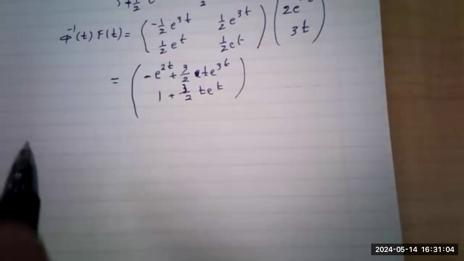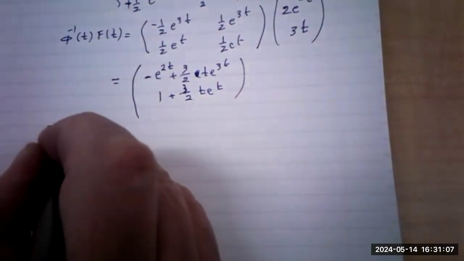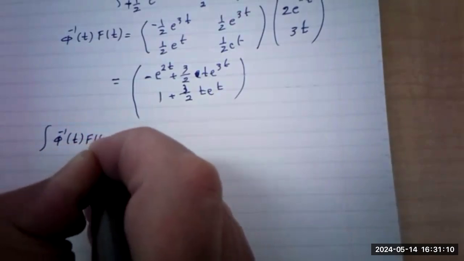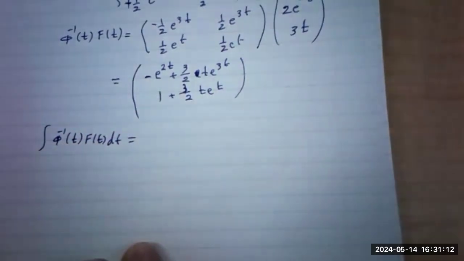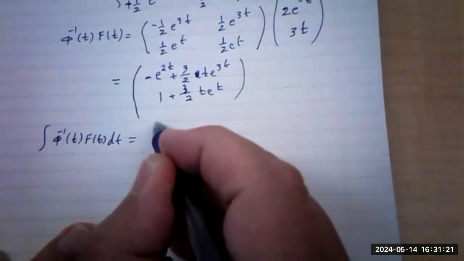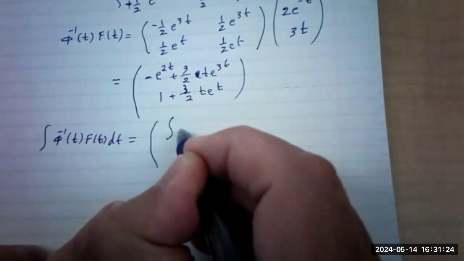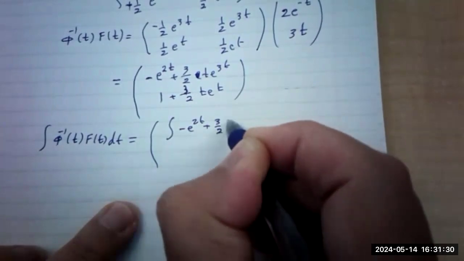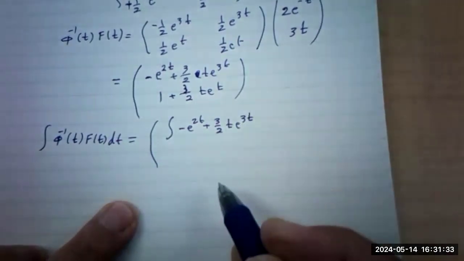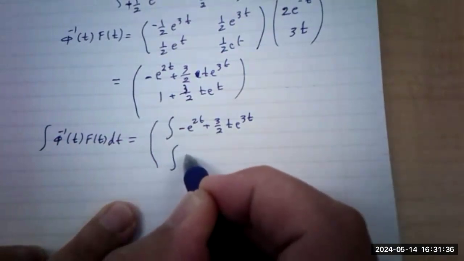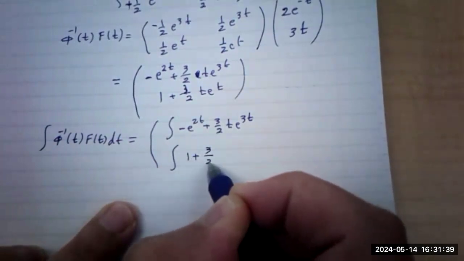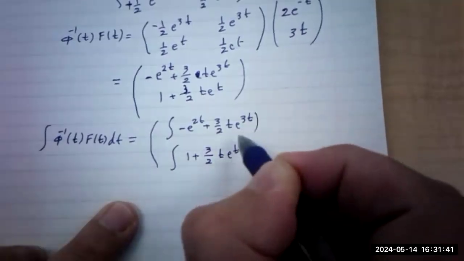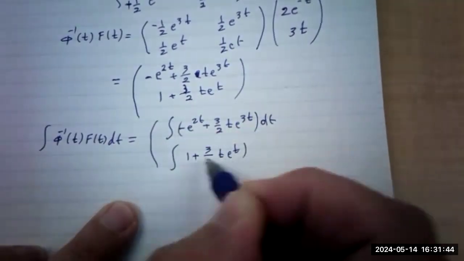Okay, so what is going to be the integral of phi inverse of t, f of t, dt? You know that if you want to integrate a matrix, you have to go inside and integrate each entry. And so you are going to have the integral of negative e to the 2t plus 3/2 t e to the 3t. That's the first one. And the second one is going to be the integral of 1 plus 3/2 t e to the t, dt, and the bottom one dt.